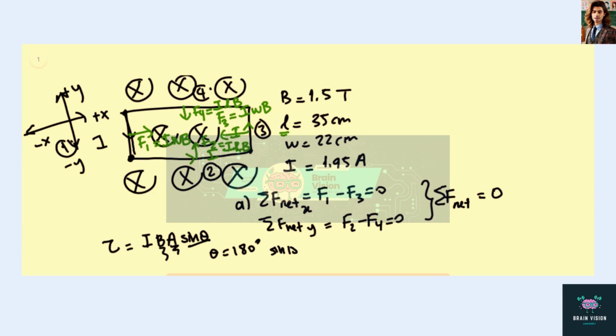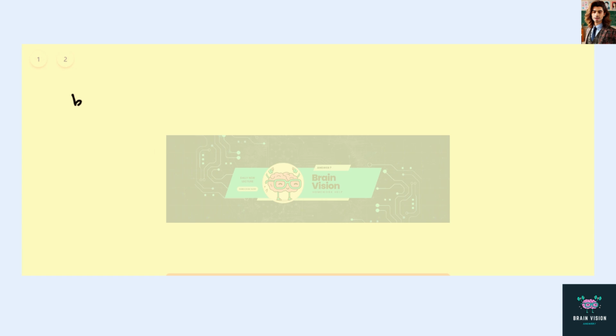And sine of 180 has to give you 0, making the entire torque 0. So this is the answer to part A. In part B, this portion is a tiny bit more complicated. Now the loop is rotated 30 degrees around an axis. The axis being, okay, this is the loop, this is the vertical axis.